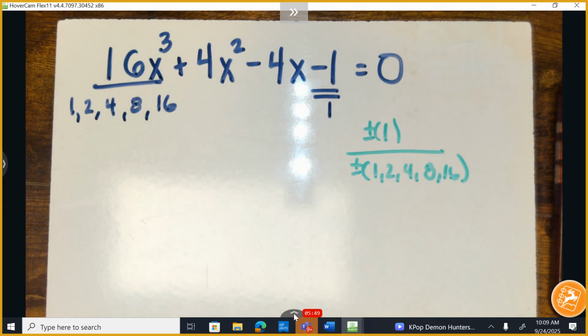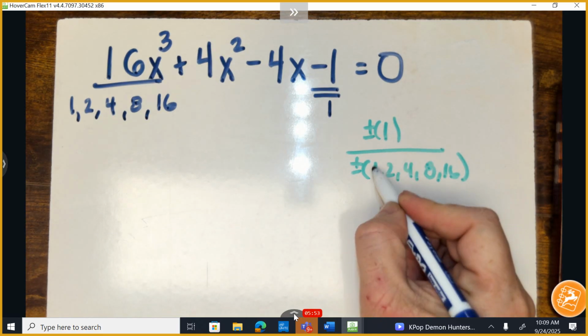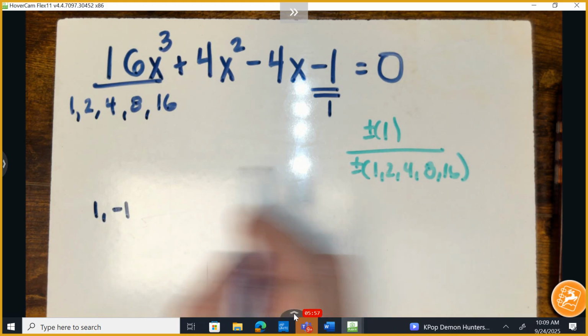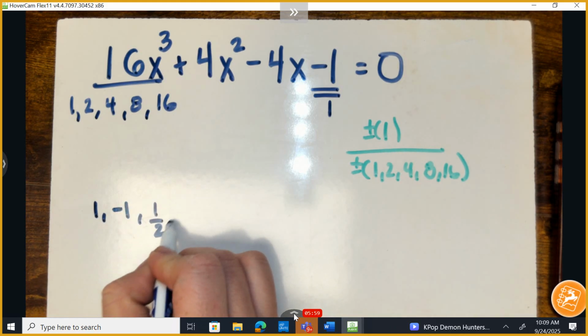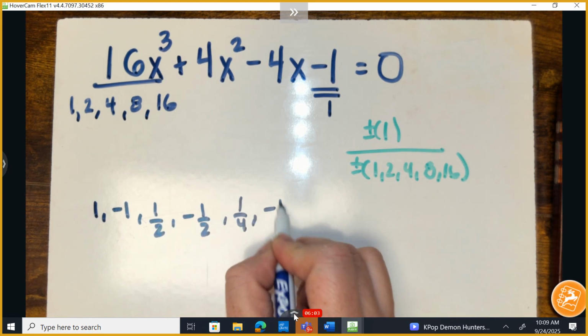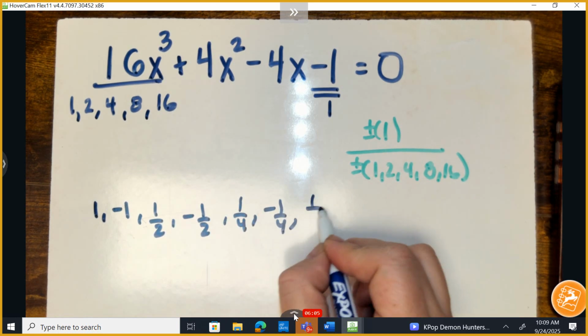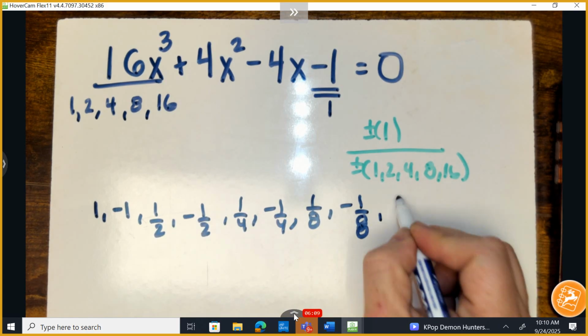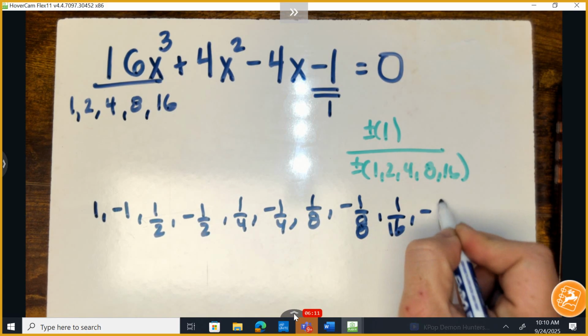As I list them here, you're going to see that the majority of these will be fractions. So I have 1 and negative 1, 1/2 and negative 1/2, 1/4 and negative 1/4, 1/8 and negative 1/8, and 1/16 and negative 1/16.